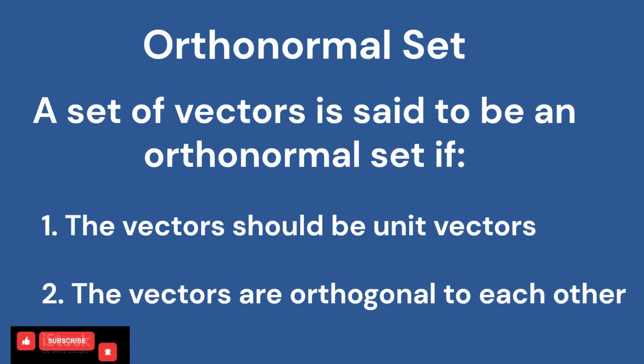We now move on to orthonormal sets. A set of vectors is said to be an orthonormal set if these two conditions hold. First, the vectors should be unit vectors, thus each of the vectors should have a magnitude of 1. And the second condition is that the vectors should be orthogonal.